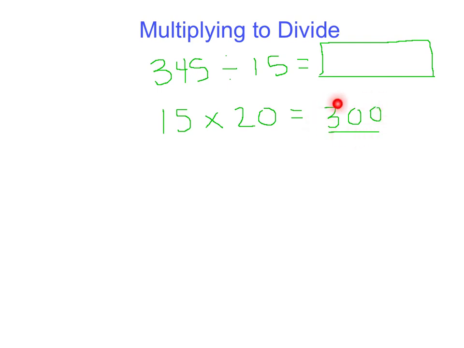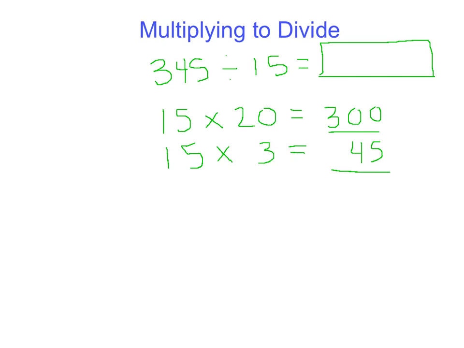So I've already done 300, so I need to figure out how I'm going to get to this 45. So I'm going to use 15 again. I'm going to multiply it by something to try to get close to 45. And I get lucky here because 15 times 3 equals 45. Make sense so far? Yeah.